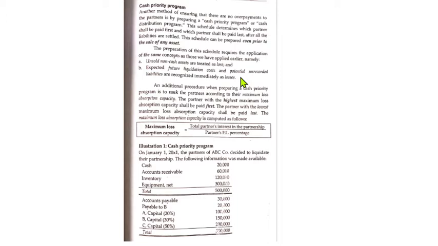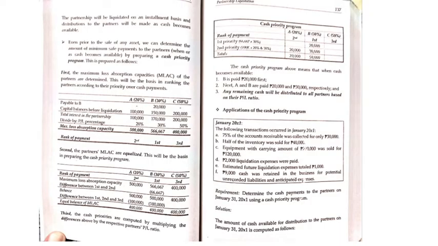Okay, let us illustrate this kasi para mas maintindihan natin. So on January 1, we are provided with the following balance sheet accounts because ABC decided to liquidate the partnership. So ayan, total 500,000, total 500,000. The P&L ratio is at 20, 30, and 50% for A, B, and C. Okay, let us take a look at this.